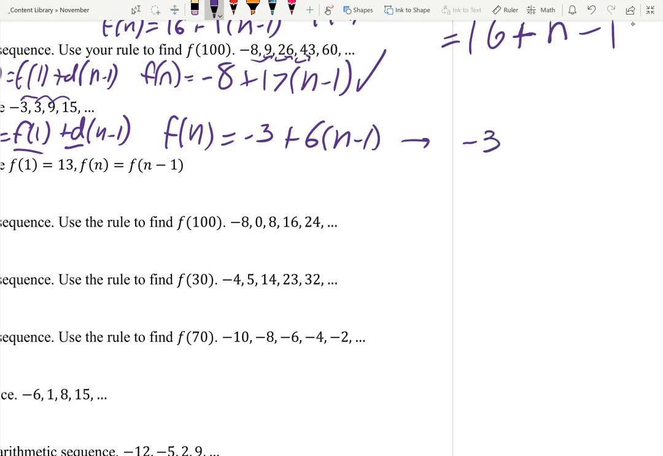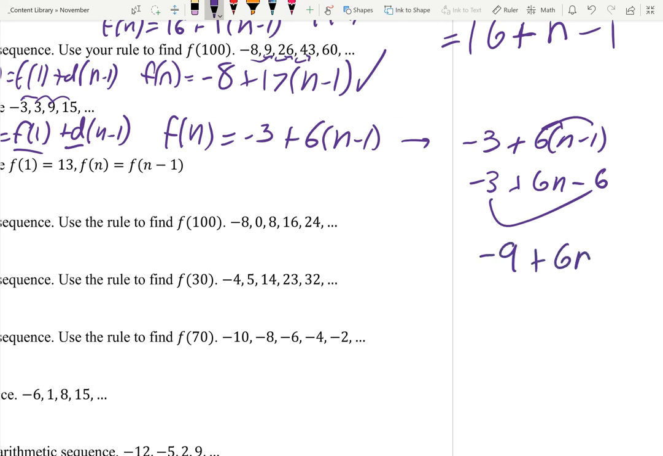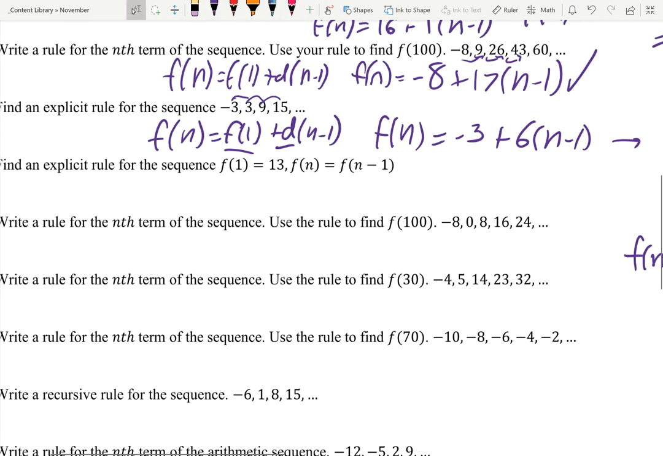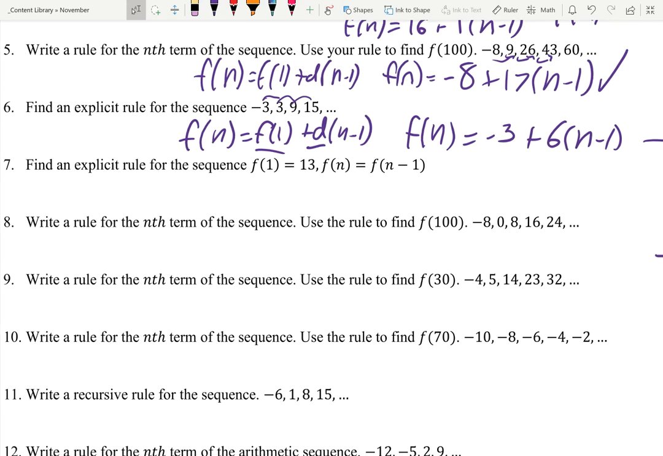So if you want to simplify -3 plus 6 times n minus 1, right? If you want to simplify it to a different version of it, you can just distribute the 6. So that'd be 6n minus 6. And then you can combine these two. -3 minus 6 is -9. All right, plus 6n. Just bring down the 6n. So this would probably be how it would look on the test. But again, I might change it. So I'll figure that out. But there you go. Just keep something like that in the back of your head. All right, find the explicit rule for the sequence.